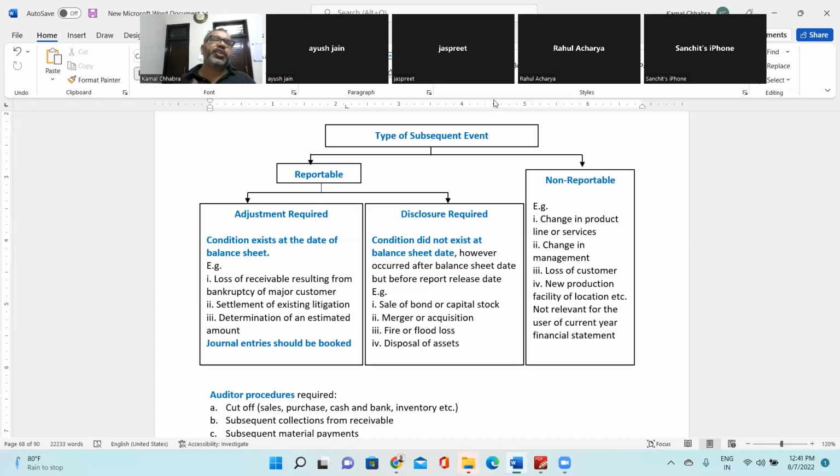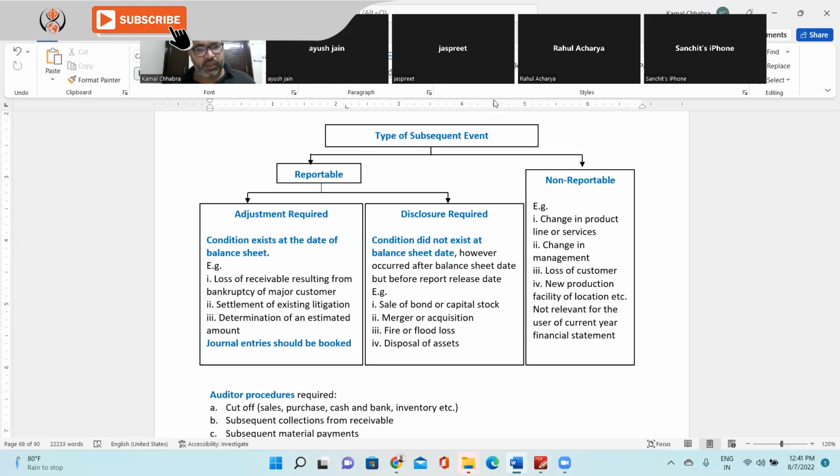So for example, in January, you got to know your major customer is going to get into bankruptcy and you have, let's say, $1 million due from him, right? In that scenario, you need to book the provision for doubtful debt. So that's a reportable subsequent event and requires an adjustment in the financial statements because you know in future you are not going to recover the amount from that particular customer, right?